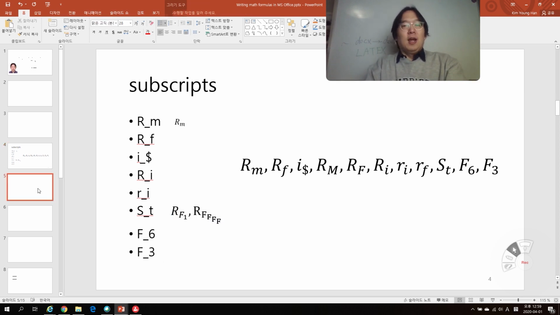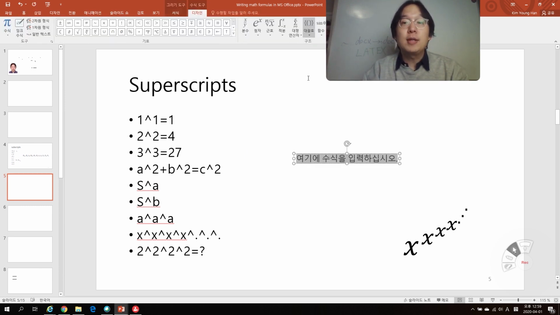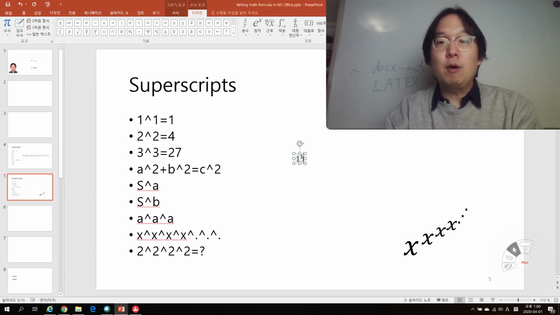Okay, superscript. We're going to see similar things, by the way. How do we do that? Well, insert mathematics equation. And then 1 to the power of 1. This is Shift and number 6. Shift 6 is like a wedge. The wedge, 6. And once you punch space, it becomes like this. 1 to the power of 1, which is 1.